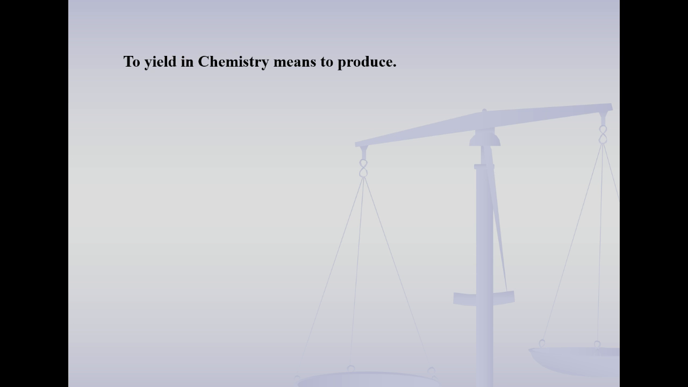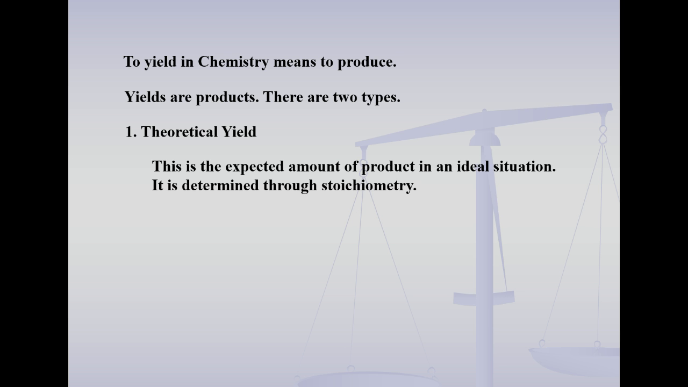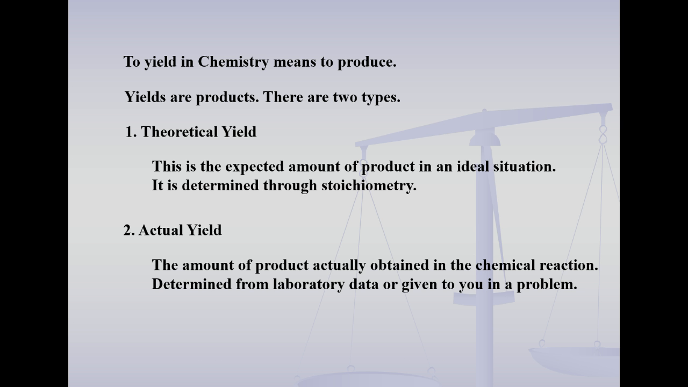Okay, so to yield in chemistry means to produce, not to go slow or give somebody else the right of way, but it means to produce. Yields are nouns, and these are products, and there are two types. We have the theoretical yield, which is the expected amount of product in an ideal situation. It is determined through stoichiometry. The actual yield, on the other hand, is the amount of product actually obtained in the chemical reaction. It's determined from laboratory data or given to you in a problem.